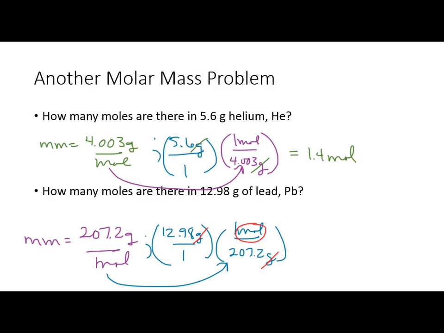Left with units of moles. And if we take 12.98 divided by 207.2, this time it looks like I get to go with 4 digits. So I got 0.06264. And units, of course, would be moles. Seems reasonable.